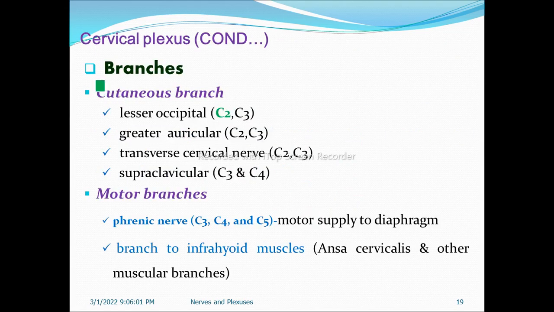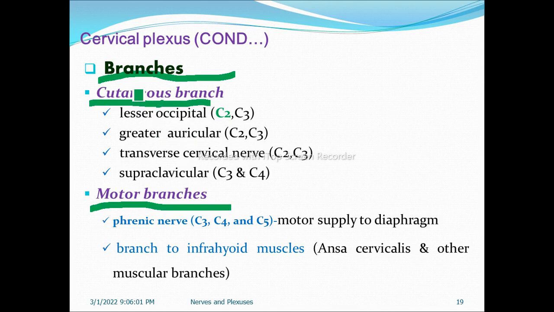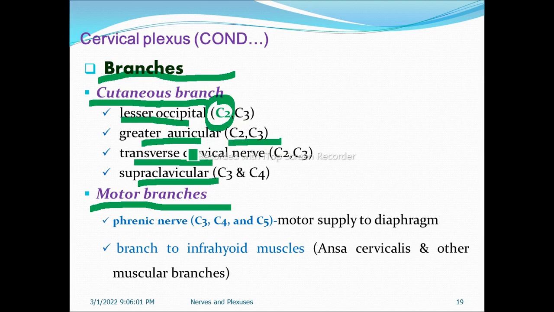So the cervical plexus has branches. The first group of branches is the cutaneous branches and the motor branches. When we see the cutaneous branches, there are the lesser occipital, greater auricular, transverse cervical nerve, and supraclavicular nerve. Lesser occipital is mainly composed from the C2 root. Sometimes some books say it arises from C2 and C3. Greater auricular arises from C2 and C3, transverse cervical nerve arises from C2 and C3, whereas supraclavicular nerve arises from C3 and C4.